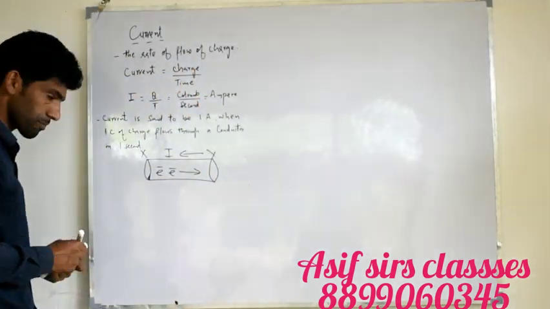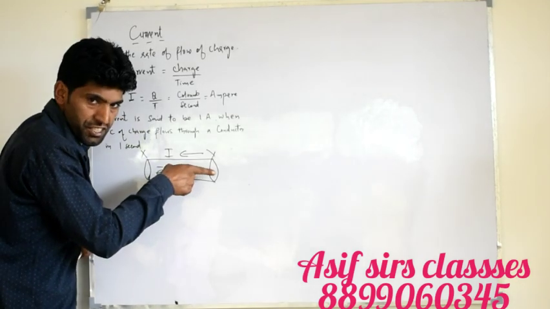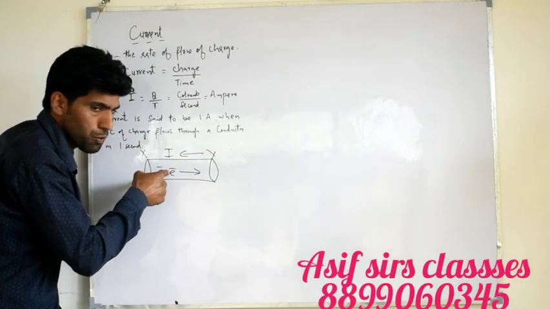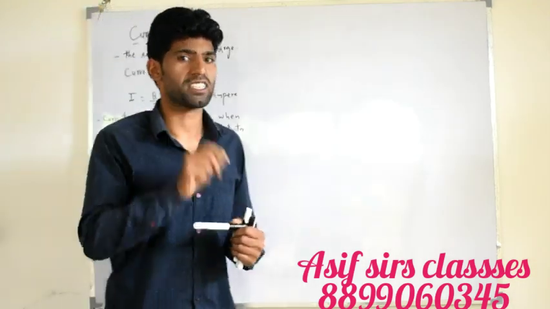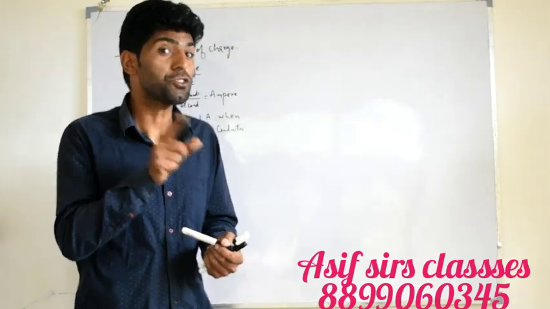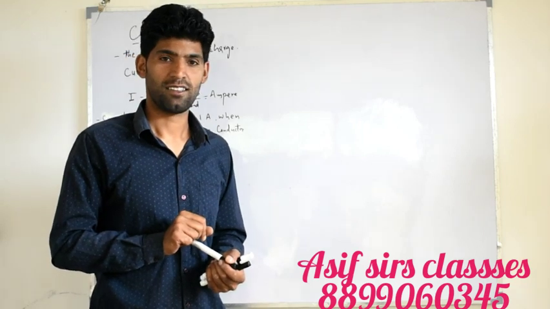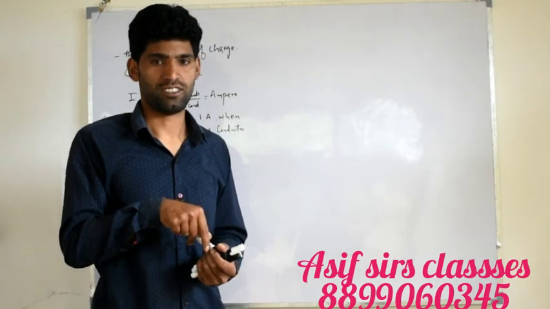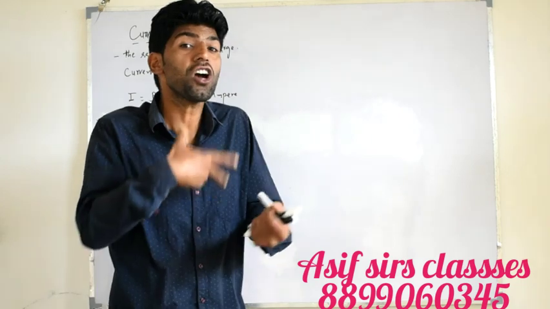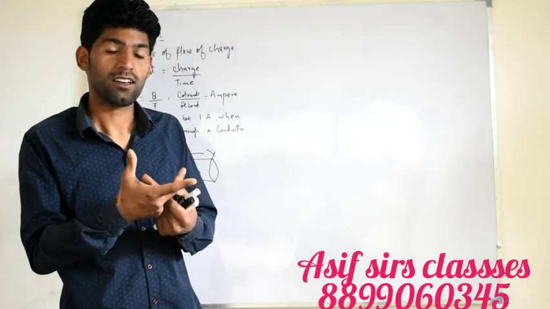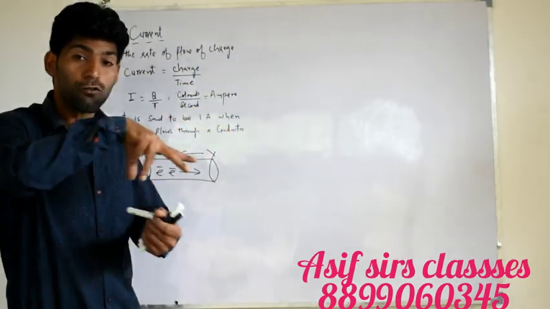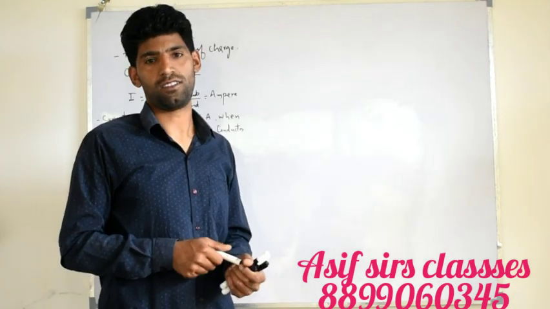If electrons are moving in this direction, and current is moving opposite to this, that is why some people say that current is the flow of positive charge. But that's not true, that's wrong. Current is the flow of charge. You don't have positive charge and negative charge, you have charge. Current cannot be defined on one charge. Current is the rate of flow of total charge.